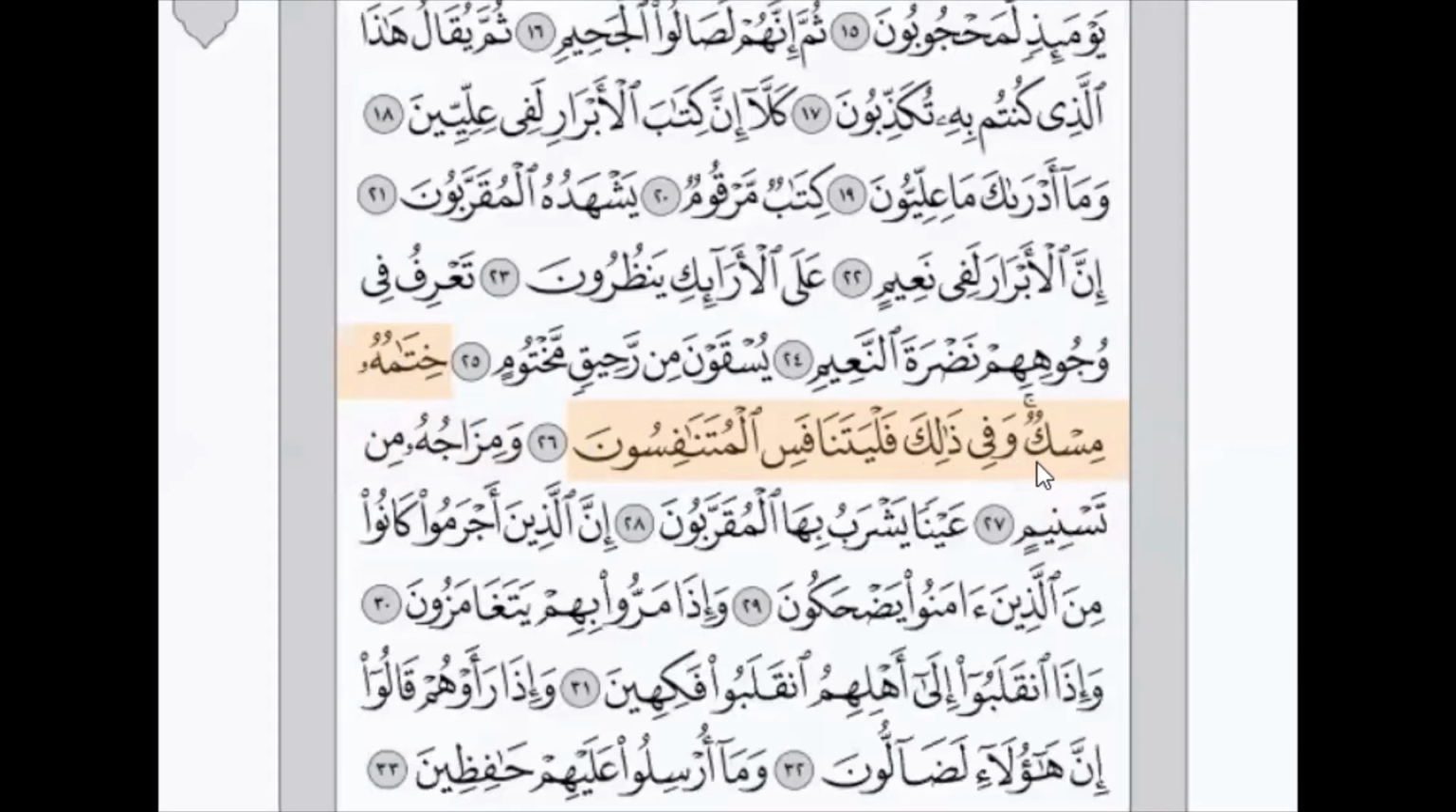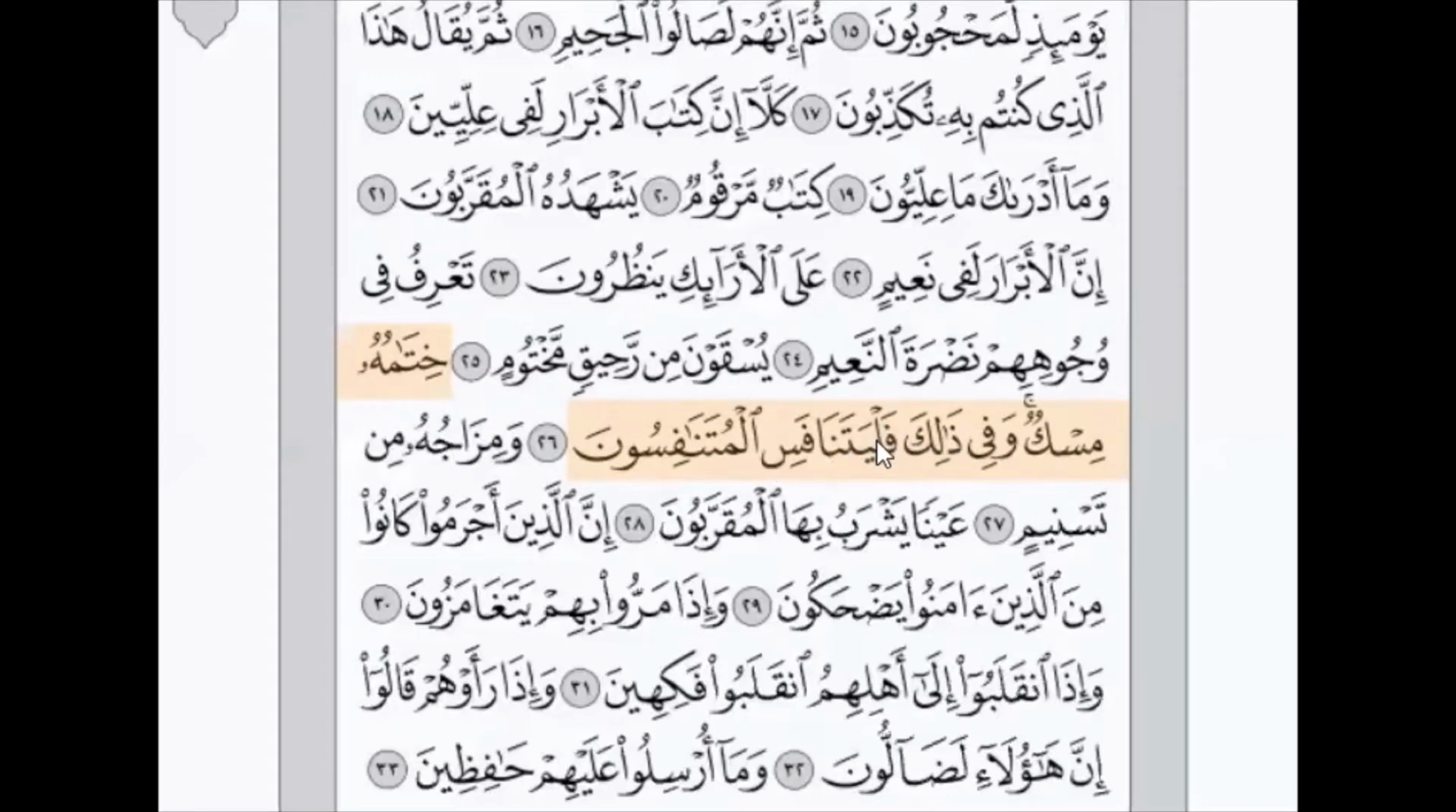Khitamuhu misk. Don't forget that kaf, when you stop on it and it has a sukoon, you need to let go of the point of articulation just slightly so that we can hear that it's a kaf and not another letter. Misk. Wa fi dhalika, ya here is a natural mud extended for 2 counts. Likewise, the alif here, same ruling.